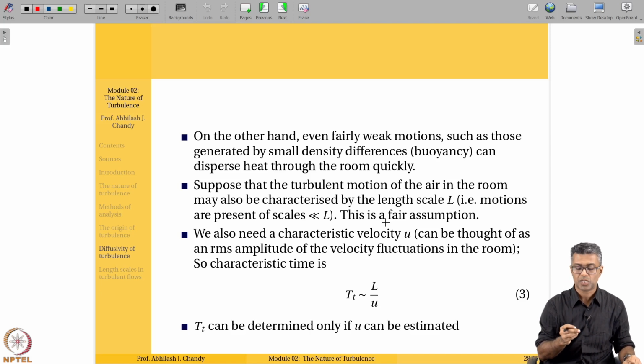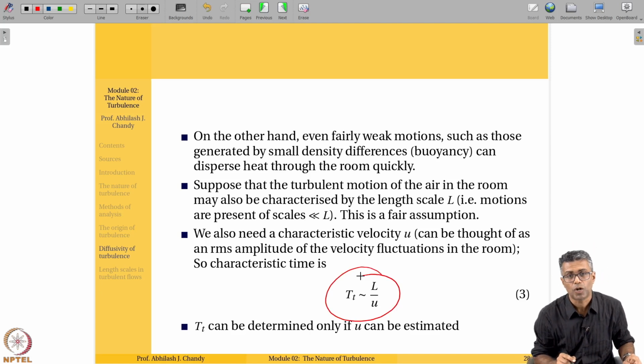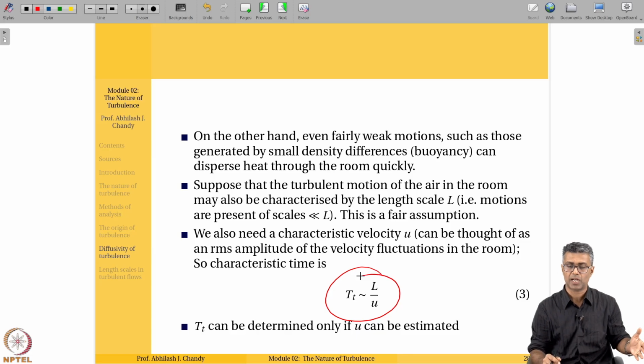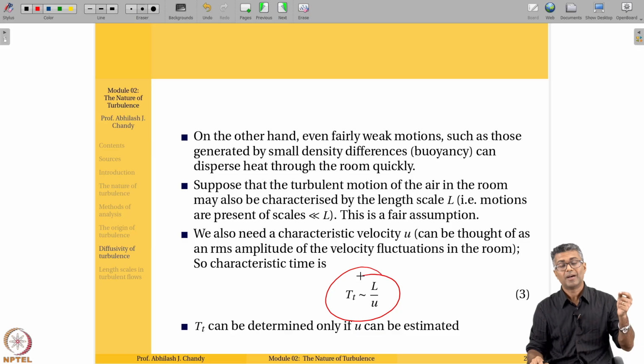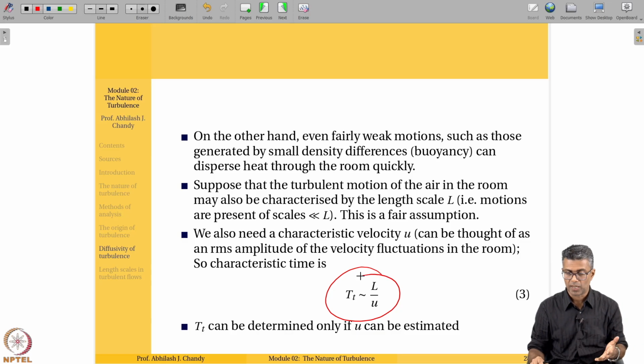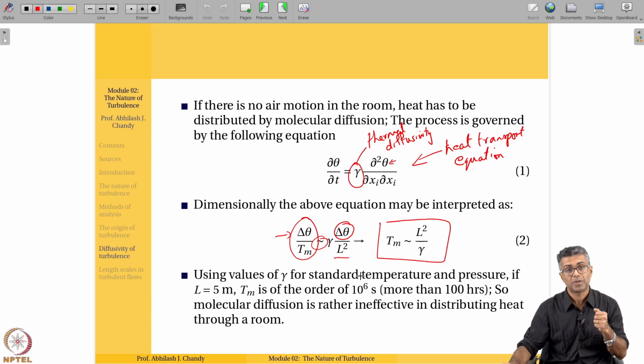So now your characteristic time scale is Tt equal to L over U. Well, L is the characteristic length scale, again the order of magnitude of the size of the room, divided by U, which is the RMS amplitude of the velocity fluctuations. So as you can see, you can only determine the characteristic time scale in this particular case if you know the velocity within the room. As opposed to the previous case, where the time scale could be determined purely by knowing the length, which can be measured, and what the fluid is in the room, which is air. So L squared over gamma.